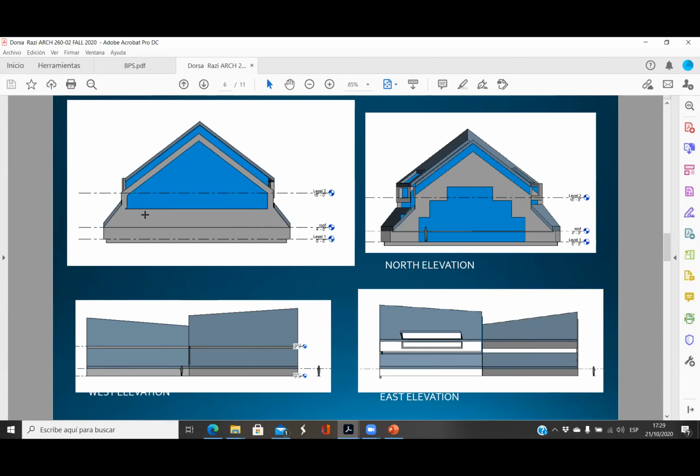Is this glass? This blue? Yes. And this is glass as well? It is. Okay, we have to be careful because you have a huge area of glass. We have to analyze this. I don't mean it's right or wrong, but at least we have to analyze these. And these are the 3D views. Okay.